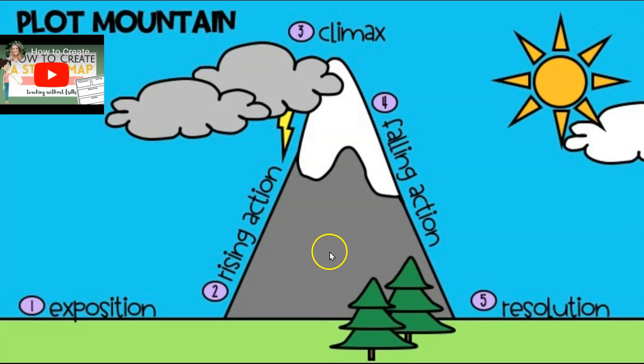Something looks like this. Exposition at the beginning of your story. Rising action. What are some events that lead up to the climax? Climax is like when the movie gets really, really good. The hero and the villain start fighting, probably. That's this. Falling action. That's when they start resolving the problem. And then resolution, how was the problem solved?